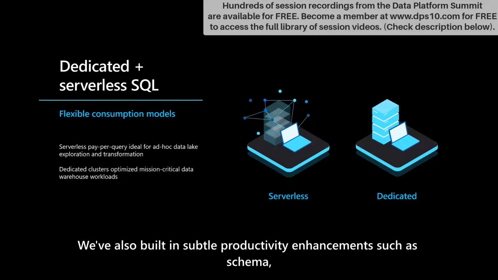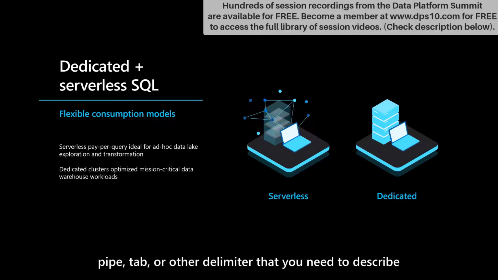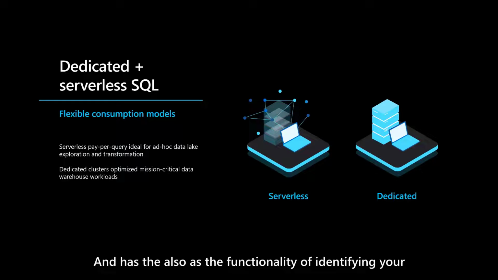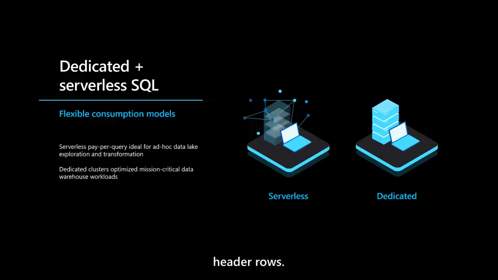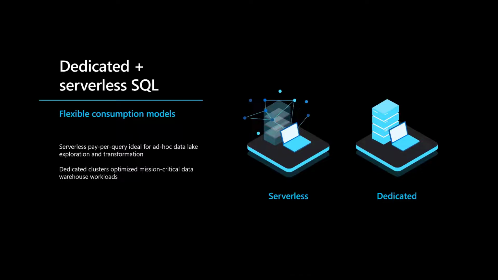We've also built in subtle productivity enhancements such as schema detection of delimited files, whether it's a comma, pipe, tab, or other delimiter that you need to describe in your query, and also has the functionality of identifying your header rows. The schema detection issue, of course, is easy for Parquet files since they are self-describing, but delimiter becomes a little tricky. But nevertheless, it's a great feature for our customers to have.